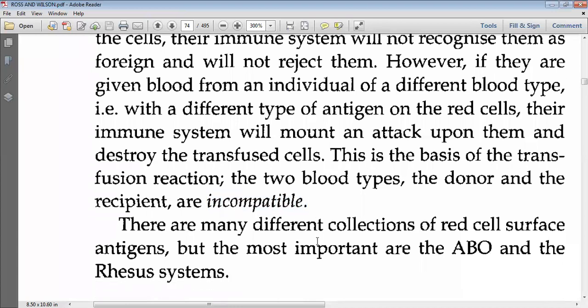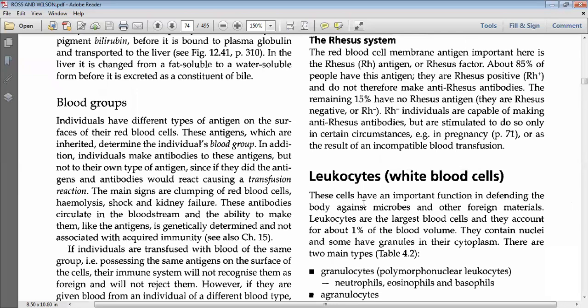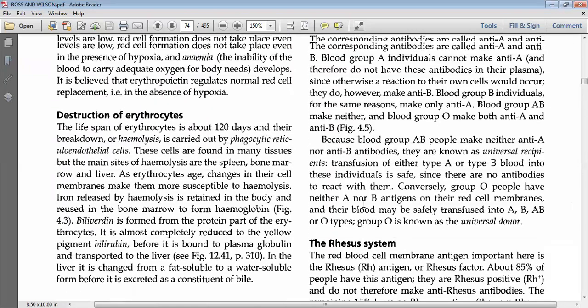And there are many different collections of red cell surface antigens, but the most important are the ABO and the Rh system. So when we are classifying the blood group, there are two systems that are widely used. One is the ABO system and the second is the Rh system. So first we will see the ABO system of blood group.